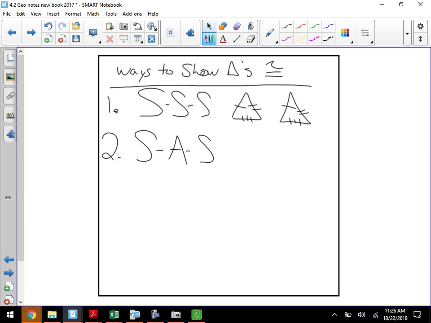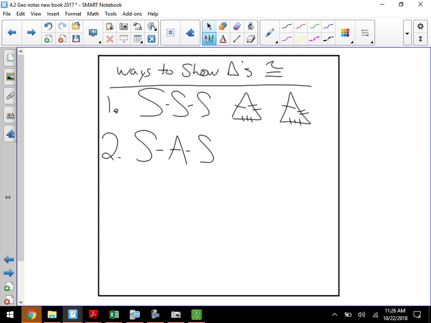That's what that means. It's called an included angle. It's the angle between the sides. Yes, sir. Because it tells you which one you have.